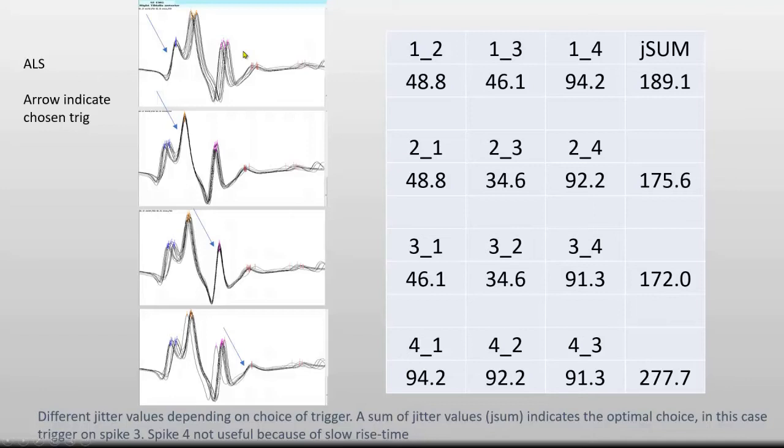So here I want to show the effect of triggering. We trigger here on the first and we measure the jitter on the other 3 spikes, and here are the individual jitter values, and we summate them to something called jitter sum or J sum. When we trigger on the second component, it is another J sum, and here in the third panel we have the optimal situation, so this obviously has the smallest jitter and this should be the most correct value to report. Some instruments do this automatically and find the best trigger position.